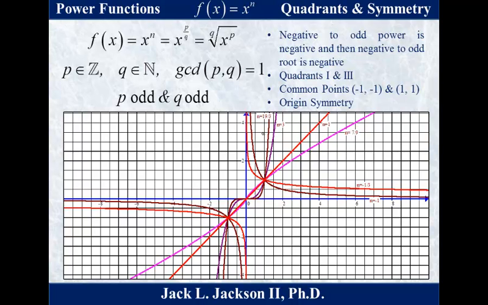And this n equals 19 thirds, very similar. That's the maroon one here. But all of these have this origin symmetry, first and third quadrants.